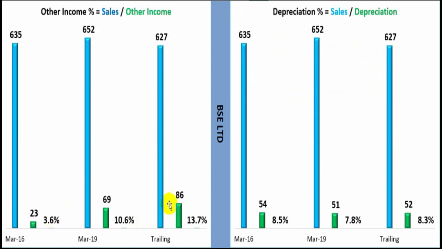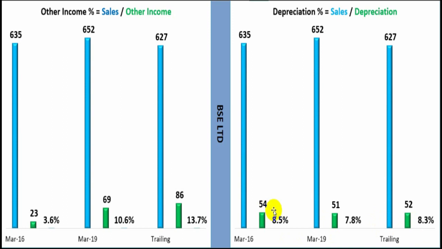Other income is contributing around 86 crores, which is almost 13% of the sales. The company has a lot of investments, it seems, and those investments are generating other income for the company. And we can see an uprise in the amount of other income coming into the business through 16, 19 and the recent 12 months. Depreciation as a percentage of total sales is occupying around 8.3%.